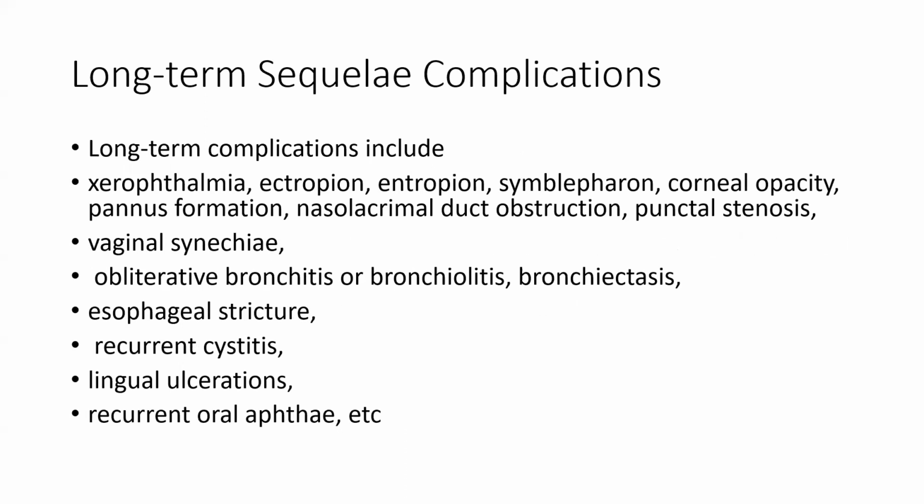Now, the long-term complications include xerophthalmia, ectropion, entropion, symblepharon, corneal opacity, pannus formation, nasolacrimal duct obstruction, and punctal stenosis. Then vaginal synechiae, obliterative bronchitis or bronchiolitis, bronchiectasis, esophageal stricture, recurrent cystitis, lingual ulcerations, and recurrent oral aphthous ulcers.